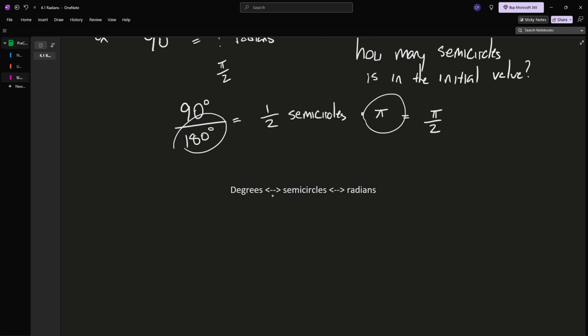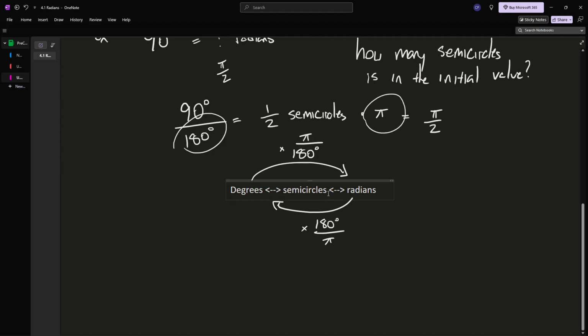So for degrees to radians, you want to multiply by pi over 180 degrees. And from radians to degrees, you want to multiply by 180 degrees over pi. You divide to get the number of semicircles, then you multiply to get the new unit. Divide by semicircles, multiply to get the new unit.